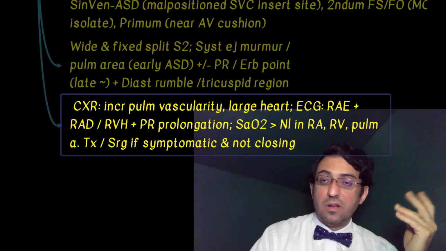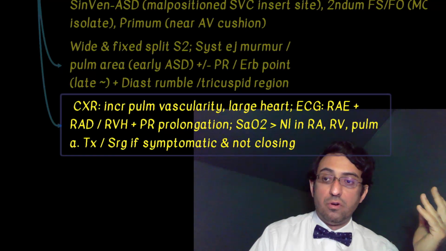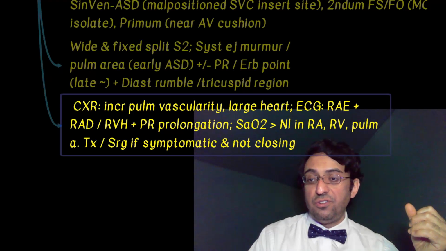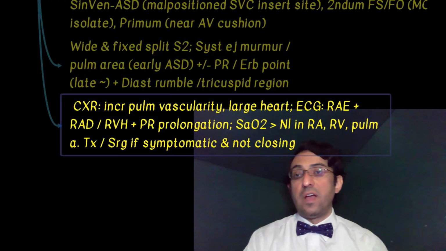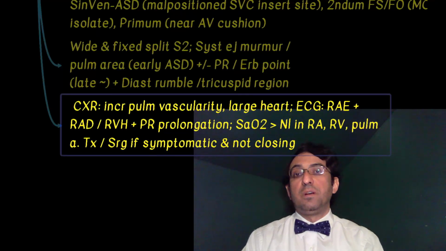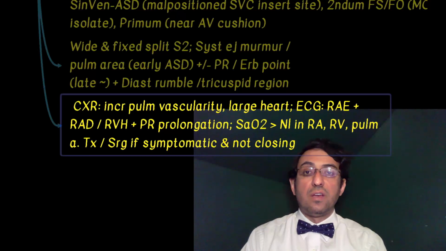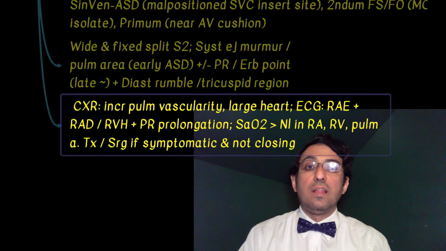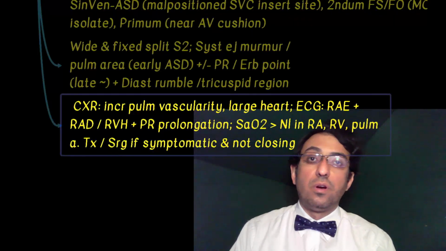Now, what's the common workup of almost all congenital heart diseases? Chest X-ray, ECG, and echo. So what are the chest X-ray findings in ASD? Logically, we have increased pulmonary vasculature and possibility of increased size of the heart. What are the ECG findings? We have findings associated with right atrial enlargement and right ventricular hypertrophy.